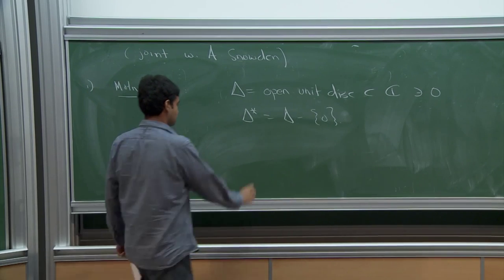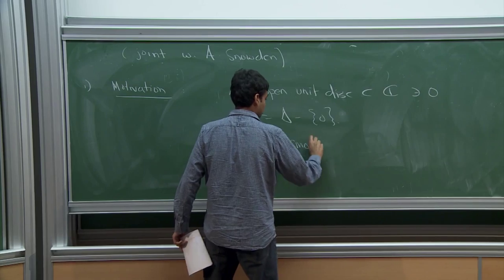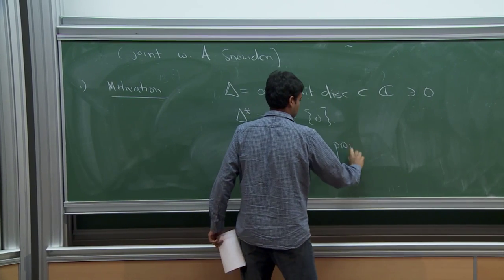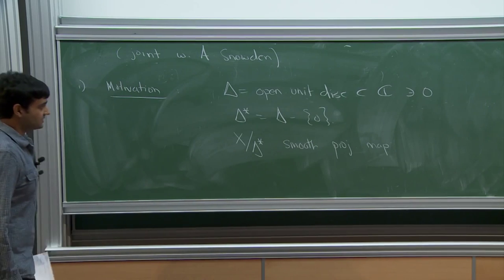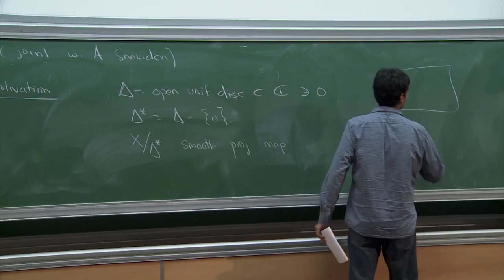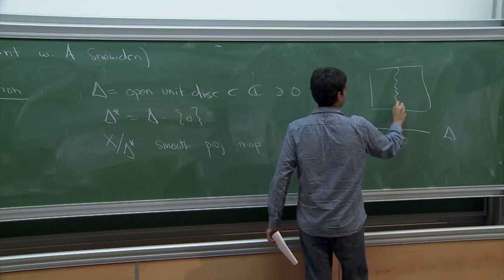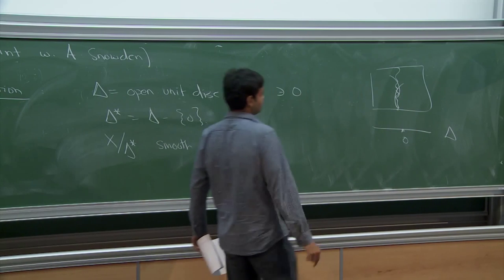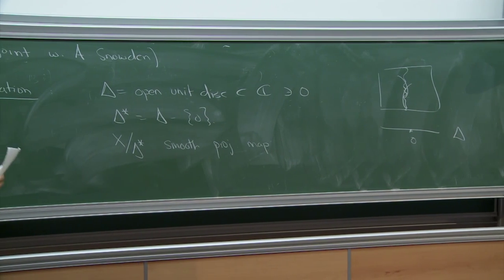And I give myself the information of a family, which is smooth and projective over the punctured disk. I don't specify its behavior on the boundary. Here's a picture. And the central fiber could be horrible. I don't want to think about it. But away from the central fiber, it's nice.